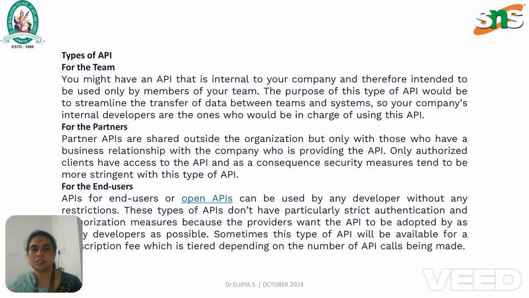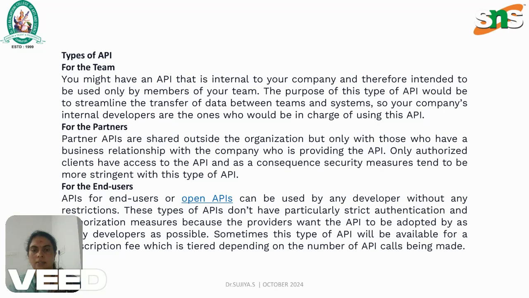Types of API: the API is for the team, for the partners, and for the end users. For the team, it is designed for internal use within a company, and therefore it is intended to be used only by the members of a team. The purpose of this type of API is to streamline the transfer of data between teams and systems. So the company's internal developers are the ones in charge of using this API.